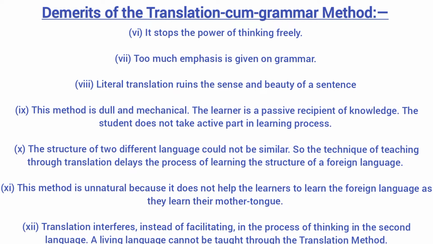Tenth, the structures of two different languages cannot be similar. So the technique of teaching through translation delays the process of learning the structure of the foreign language. Eleventh, this method is unnatural because it does not help the learners to learn the foreign language as they learn their mother tongue. Twelfth, translation interferes instead of facilitating the process of thinking in the second language. A living language cannot be taught through the translation method.